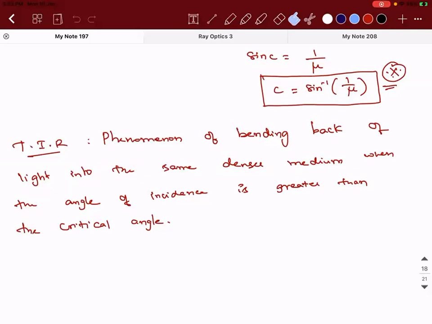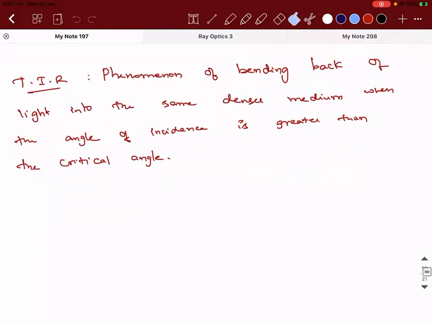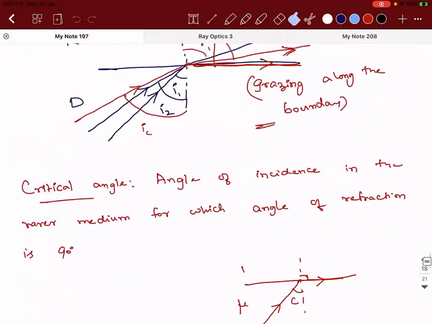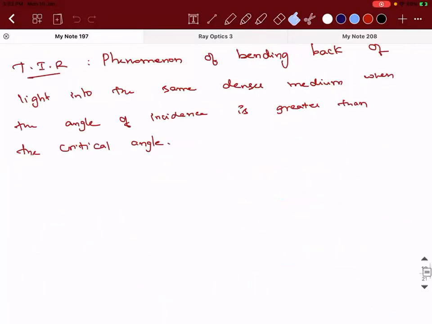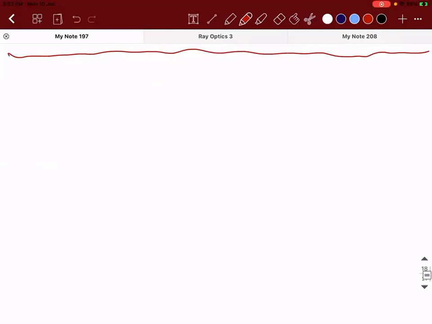I think this was the last topic we discussed, right? Total internal reflection: the phenomenon of bending back of light into the same denser medium when the angle of incidence is greater than the critical angle. Was this the last concept? Yes, sir. Now we'll proceed.